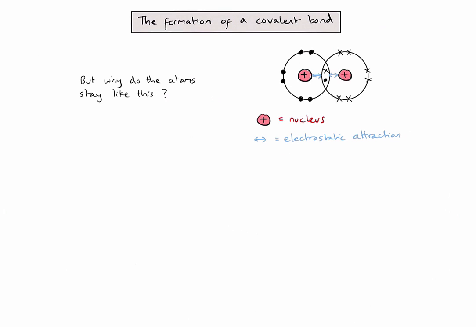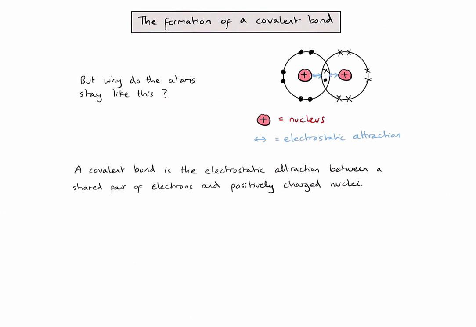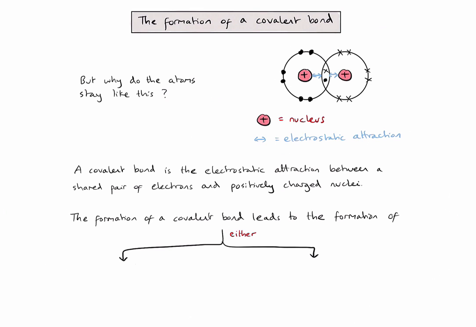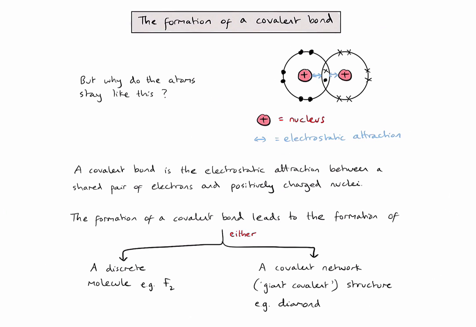So the technical definition for a covalent bond is simply the electrostatic attraction between a shared pair of electrons and positively charged nuclei. Once we've formed a covalent bond, the resulting structure will be one of two things. In the example we've just seen, we formed a discrete molecule containing two fluorine atoms with the chemical formula of F2. However, for some elements, particularly carbon, we can also end up forming a covalent network structure, also known as a giant covalent structure, such as diamond. You'll see an explanation for these in a separate video.